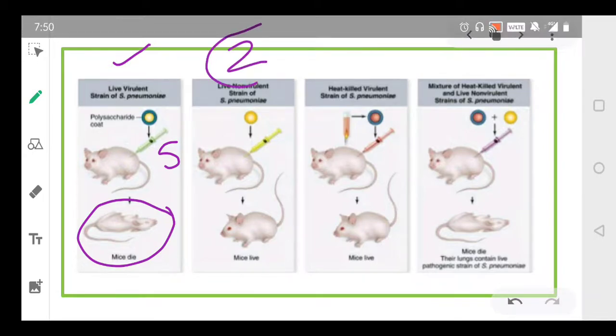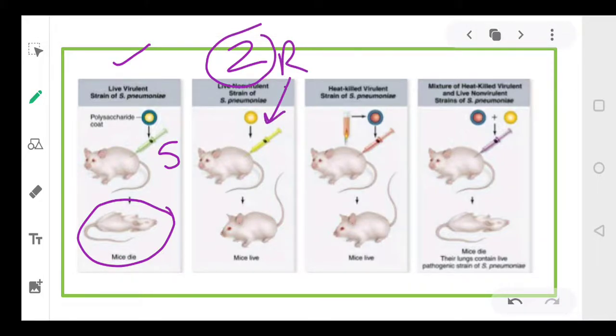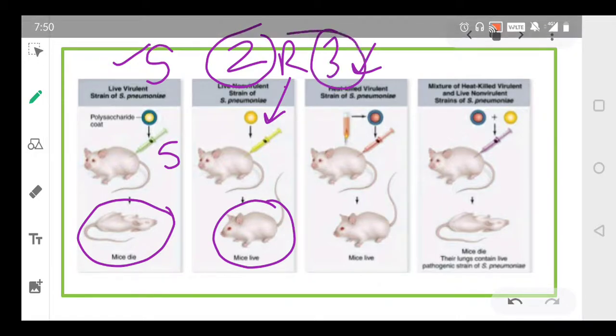In second stage what he did, he induced the R strain into the mice. पहले उन्होंने कौन सा स्ट्रेन इंड्यूस किया था, S strain. सेकेंड टाइम उन्होंने R strain को माइस के अंदर इंड्यूस किया and there was no disease, so mice was alive, it was living. Third time what he did, he mixed the two strains.